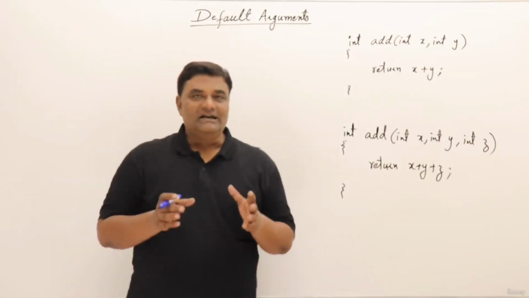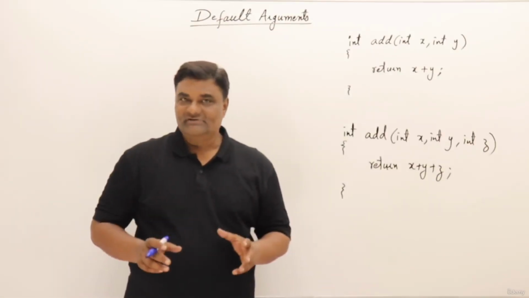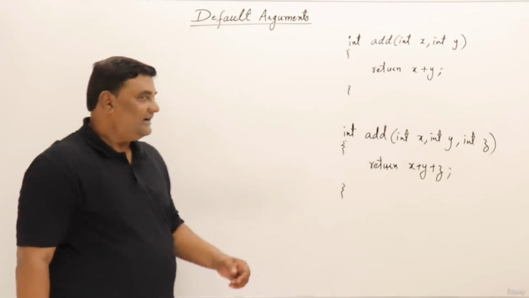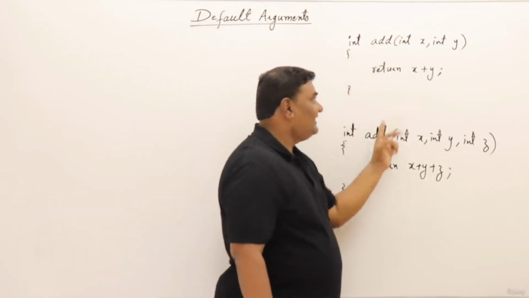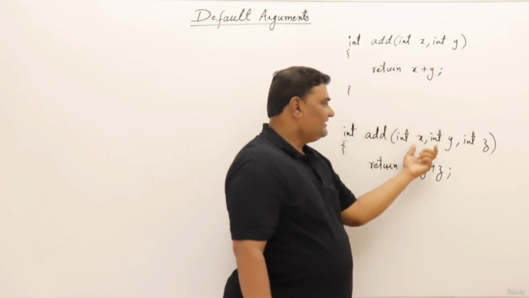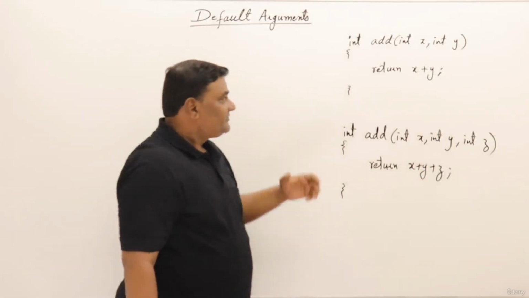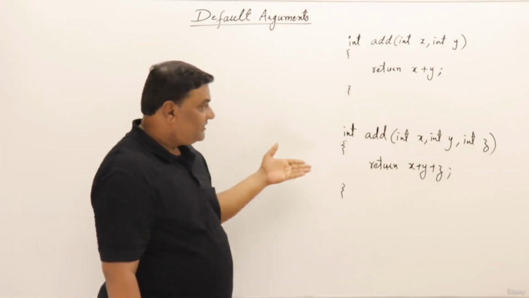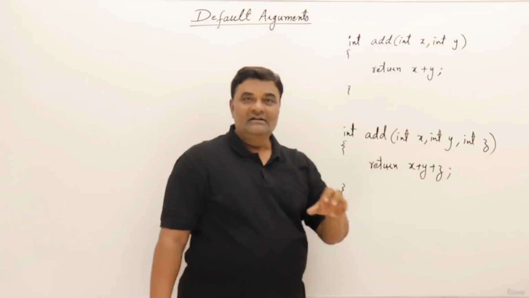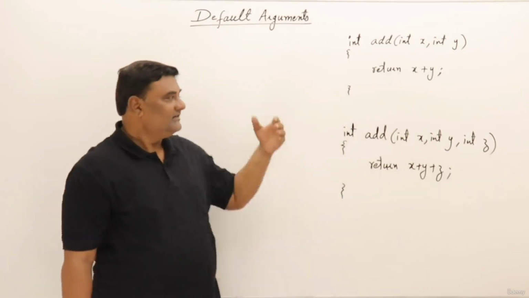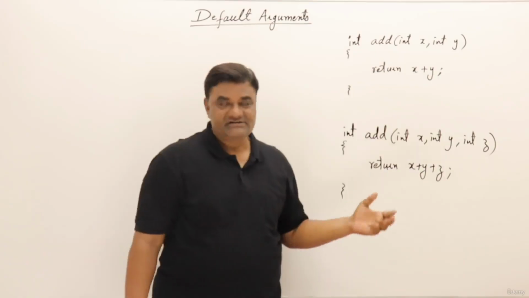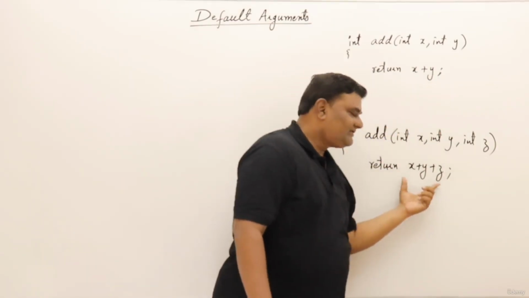Yeah, in this video we'll learn about default arguments. For explaining that, I have taken two functions here. Both these function names are add, but with two integers and three integers. So yes, they are overloaded functions with the same name and different number of arguments. What are they doing? They are adding numbers. This is adding two numbers, this is adding three numbers.